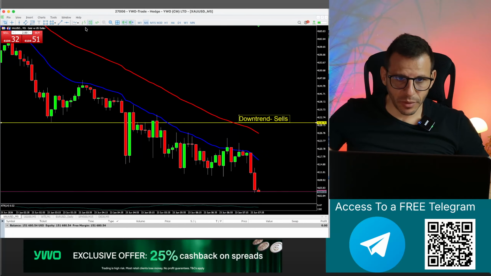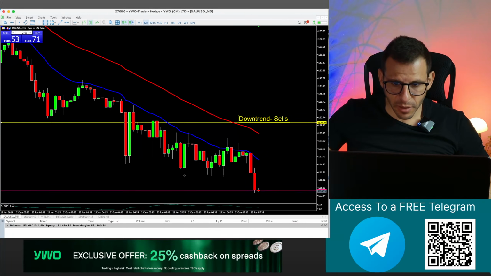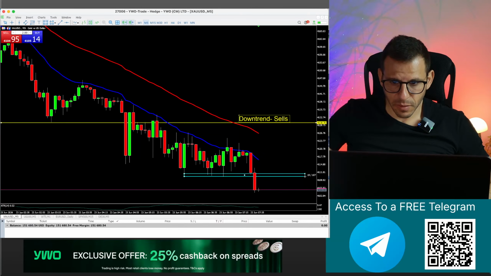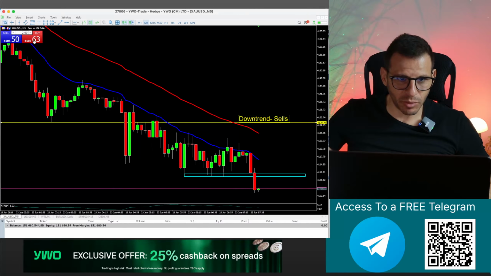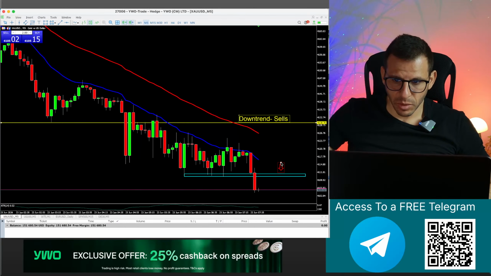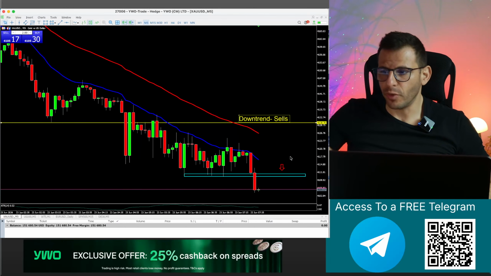Also, what I see here is this broken support will act as resistance, and that's something else we need to watch for, potential rejections here.